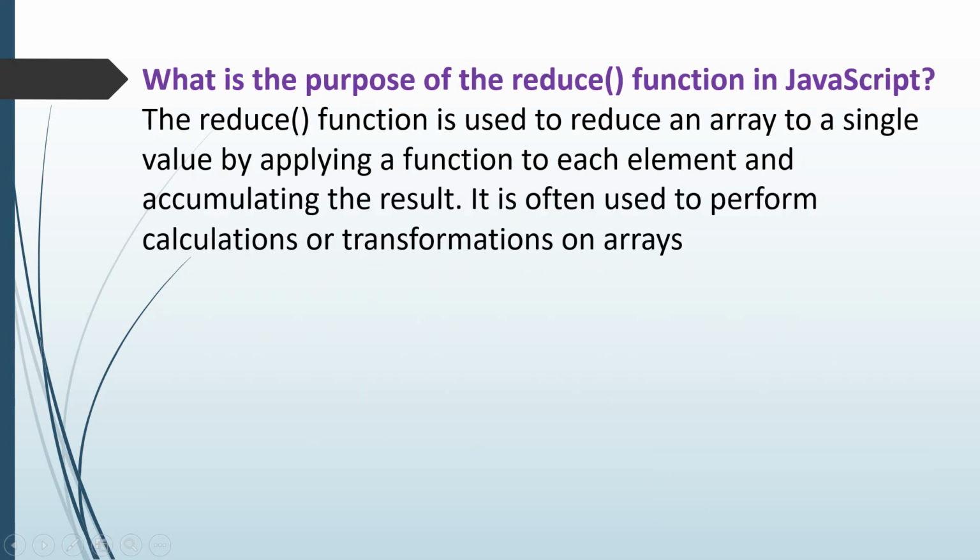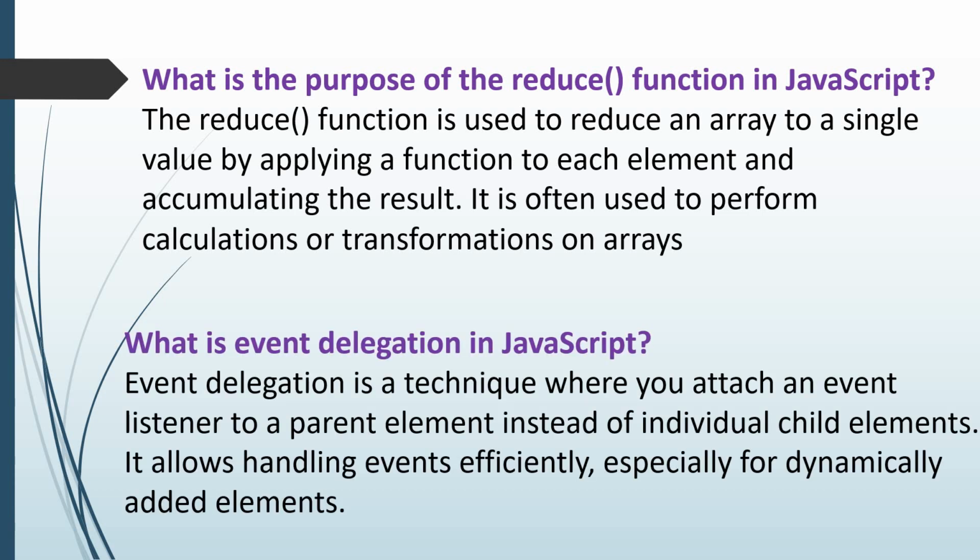What is the purpose of the reduce function in JavaScript? The reduce function is used to reduce an array to a single value by applying a function to each element and accumulating the results. It is often used to perform calculations or transformations on arrays. What is event delegation in JavaScript? Event delegation is a technique where you attach an event listener to a parent element instead of individual child elements. It allows handling events efficiently, especially for dynamically added elements.